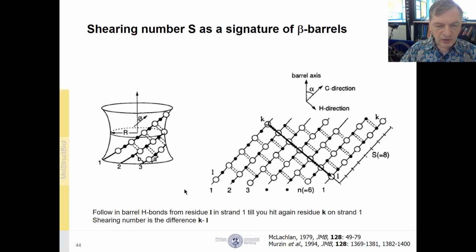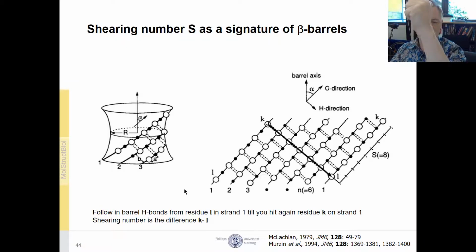Finally, you know how to classify these outer membrane proteins. One can classify them according to their so-called shear number. It gives us some idea how strong the inclination is of all these beta strands, whether they're going more like this or like that, and how many strands are required.